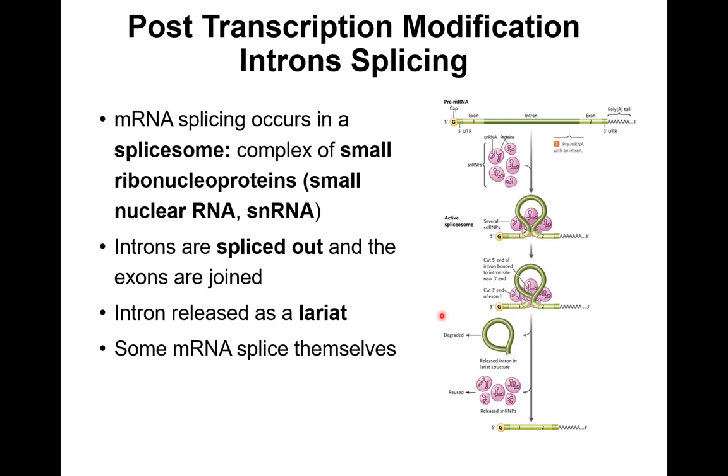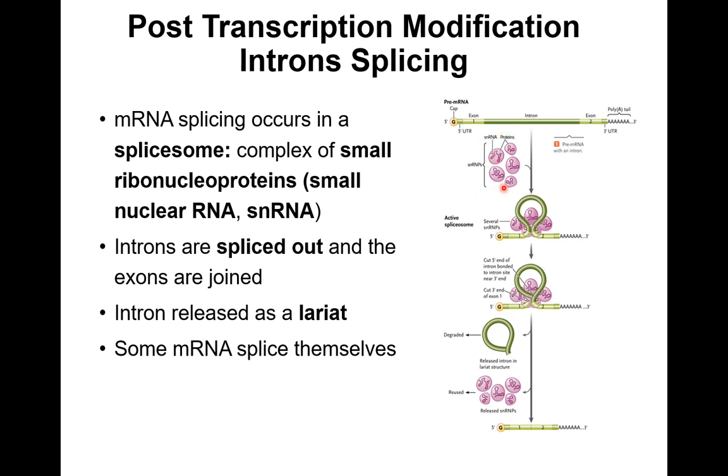Some RNAs can actually splice themselves out. They don't need any help. They actually have self-enzymatic activity. Other RNAs, instead, they do that with what we call the spliceosomes. The spliceosomes are complex of SNRPs, or small ribonucleoproteins. This will be these SNRPs here. So it's a complex of RNA, small RNA molecules, and proteins combined together that have enzymatic activity.